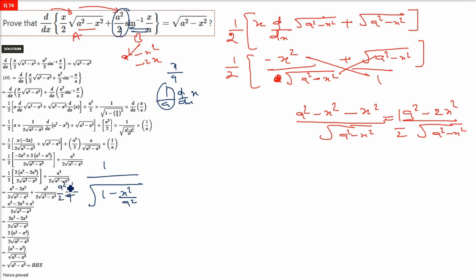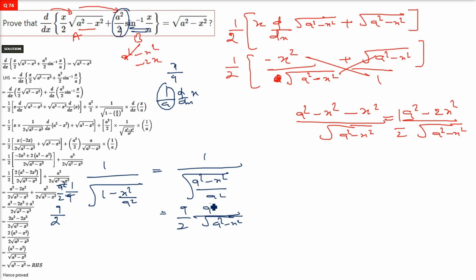Okay. So a square by 2 was already there, 1 by a gets cancelled. So you'll get a by 2. Only a by 2. Now let us concentrate on this. It is in the denominator. So it will be a square minus x square by a square under root. And under root a square in the denominator will go in the numerator. So it will be a only. Under root a square is a only. And since we have a by 2 outside, under root a square minus x square here. So finally we will get a square by twice of under root a square minus x square. This is the whole differentiation of the second part.